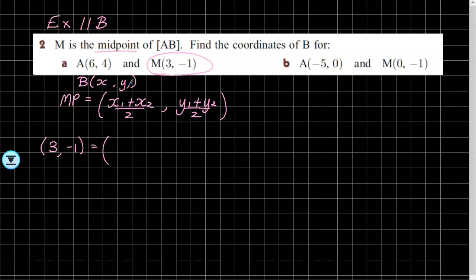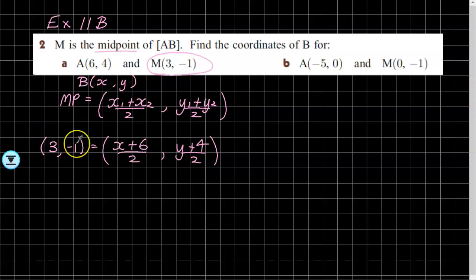Unknown, unknown. Agreed? So, to go in here, what would this x value be? Well, it's these two added together divided by 2. Do we agree? Add the x components, divide by 2 gives you the midpoint. So, 6 plus x or x plus 6, I don't care, divide by 2. 4 plus y or y plus 4 divided by 2. Yes?